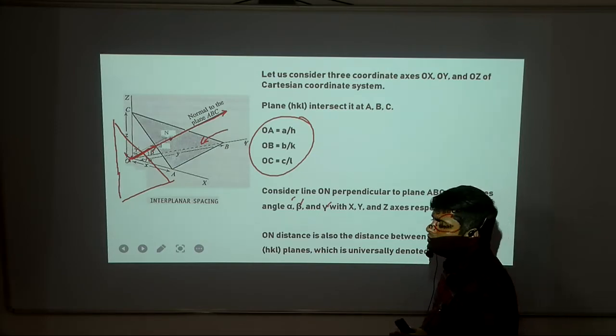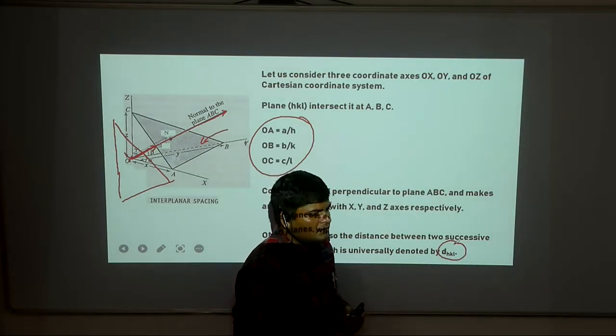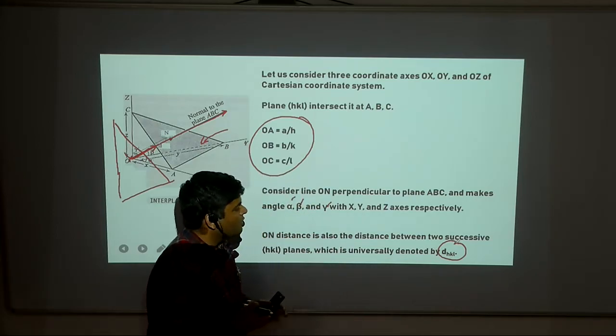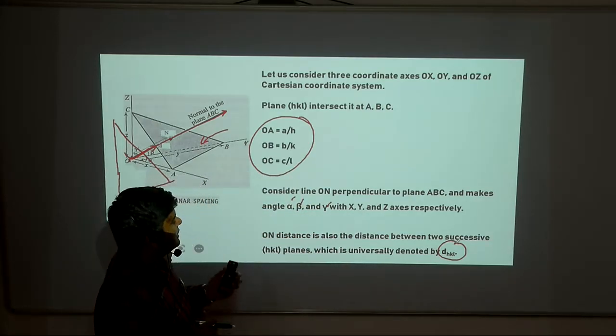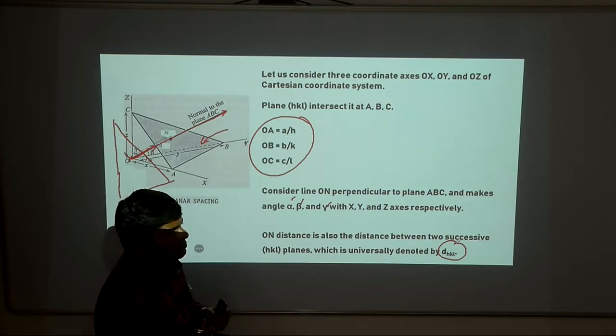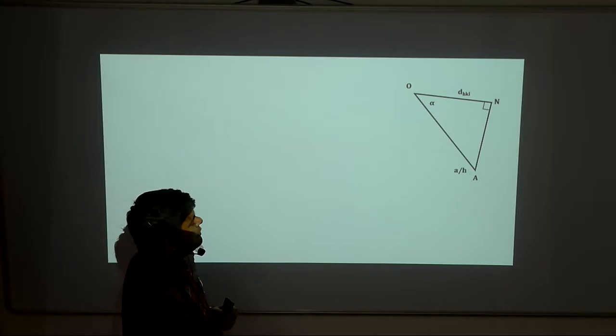So you people have to remember that dHKL is a universal symbol to designate the interplanar spacing of the given Miller indices HKL. So this is the symbol dHKL. Okay. Now what will we do?